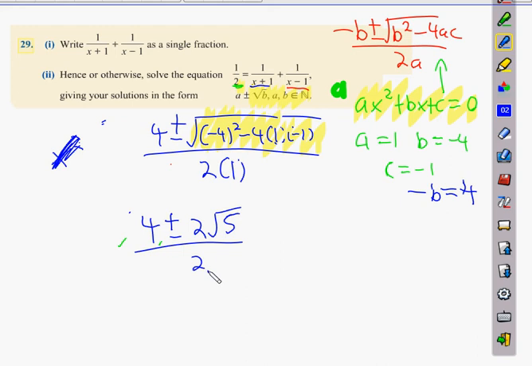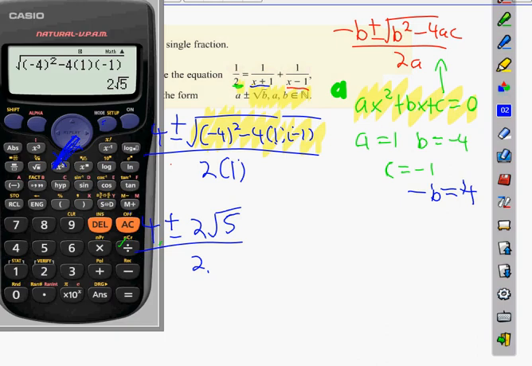Now guys, we're going to have to divide these by 2. Why take the risk on the day when you can just come back here and go, okay, it's going to be 4 plus 2 root 5 all over 2. And trust me, every year there's silly mistakes in here. And there we go. First answer is 2 plus root 5.